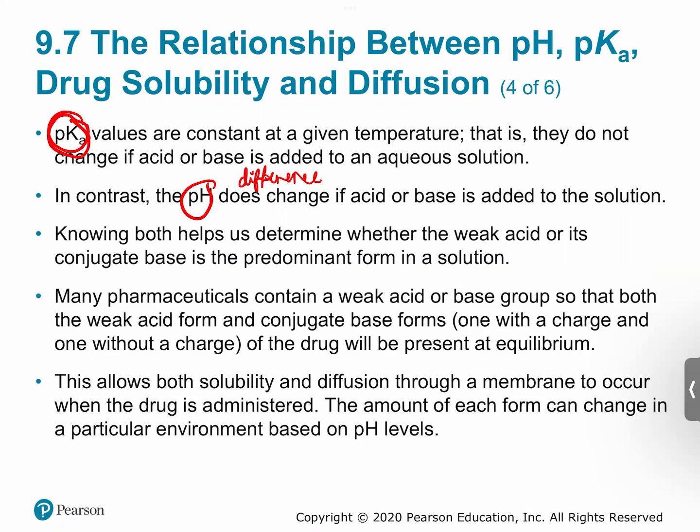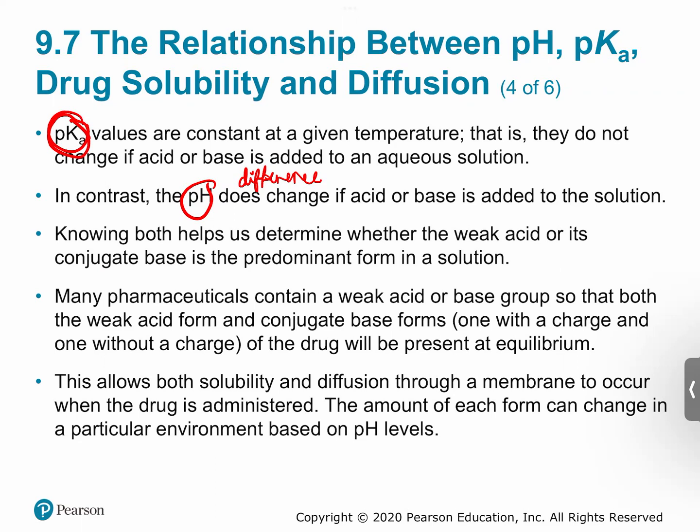So many pharmaceuticals, many drugs have a weak acid or a base group, so that the weak acid form and the conjugate base forms are both there at equilibrium, because you need something that is both soluble and diffusible through the membrane so that the drug can be active. So oftentimes they'll make sure that these components are both present and can both be achieved in pharmaceuticals.